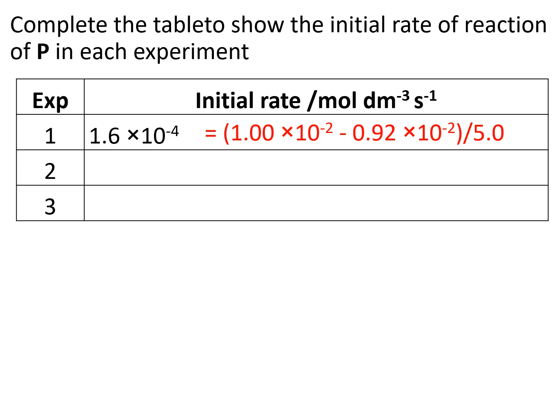If we apply the same logic to the next two experiments, it gives us 3.2 times 10 to the minus 4 moles per decimeter cubed per second for each one of those. Okay, so that's the initial rates for experiments 2 and 3, and I've used two significant figures, the same as they gave us in the question for experiment 1.